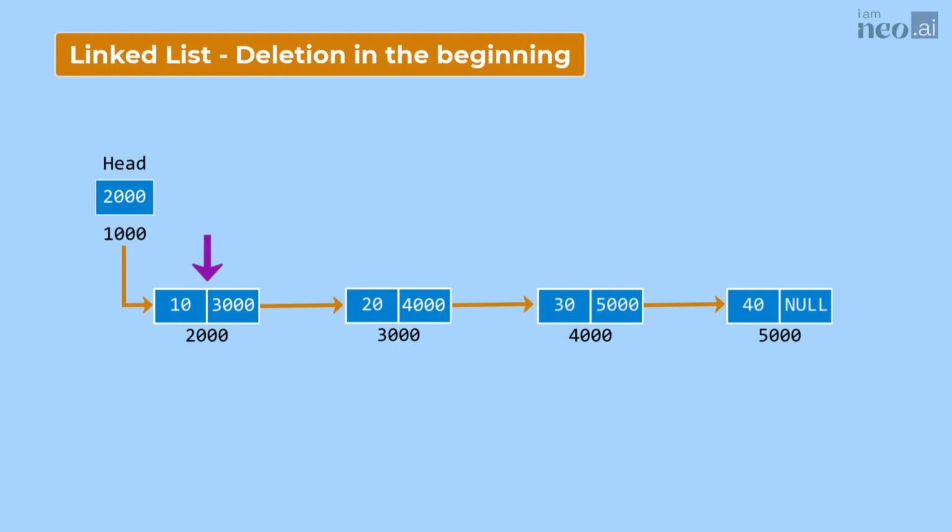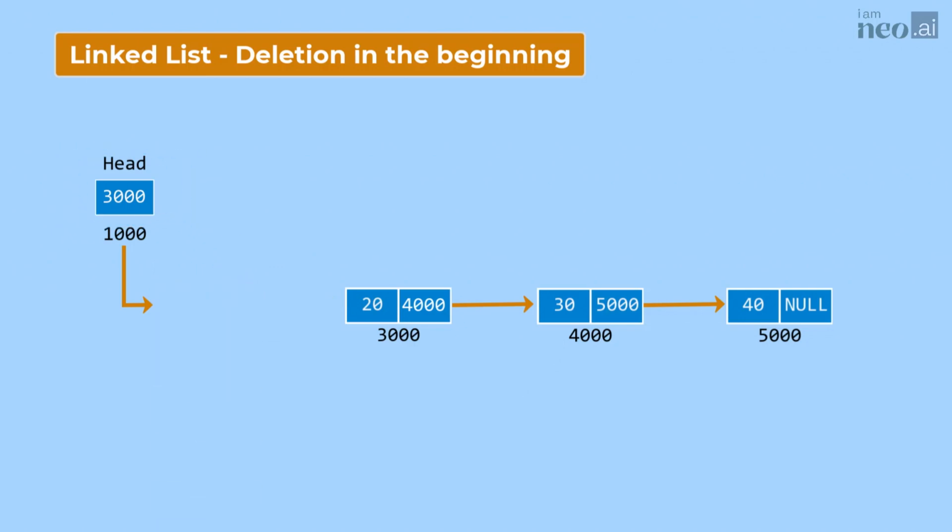After pointing to the first node, I'll take the second node address. How can I take the second node address? The pointer variable is pointing to the first node, so this points to the first node's data and this points to the second node's address. I'll take the second node address and store it in the head. The reason we are storing the second node address in the head is, if I delete the first node, the second node should become the first node. Head should always point to the first node address. That is why we are taking the second node address and storing it in the head.